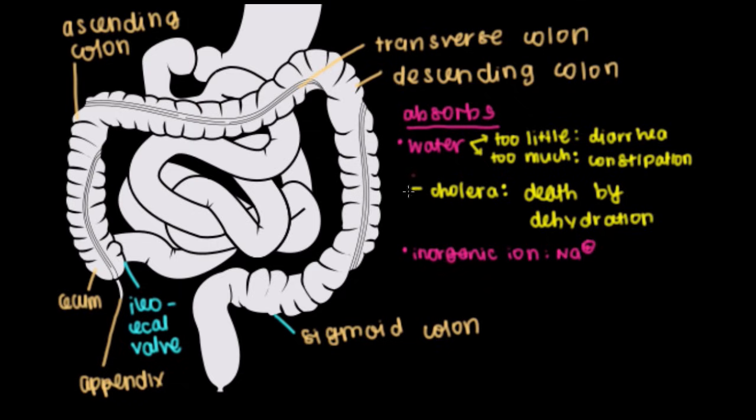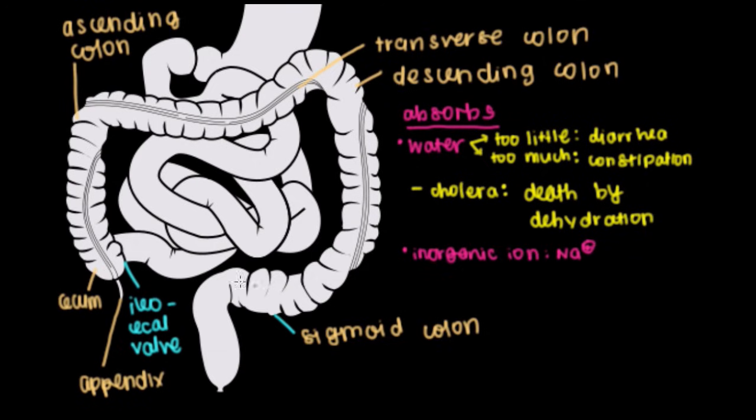Now, one of the interesting things that come up because of this, if you notice water and inorganic ions, things like sodium, potassium, chloride, the large intestine is not the only place that does that. Neither is the small intestine. In fact, the organ that's most responsible for the absorption of your water and your inorganic ions is the kidney.